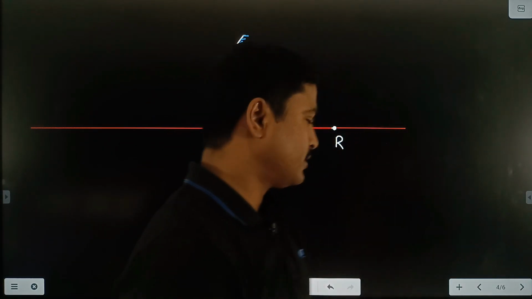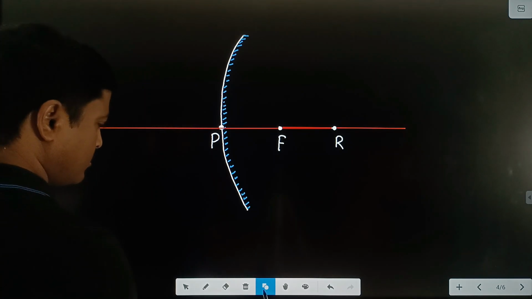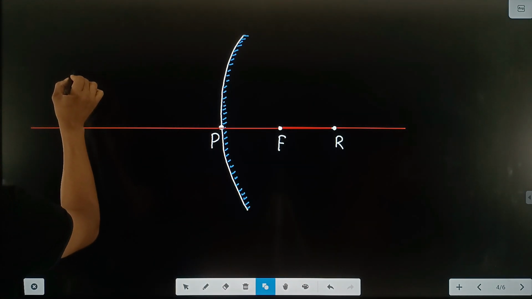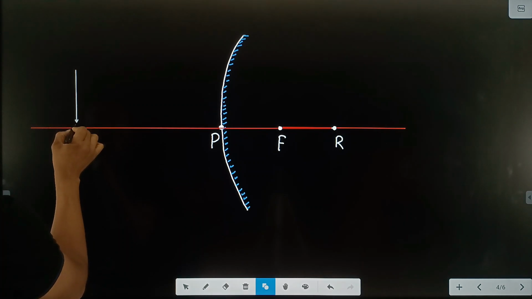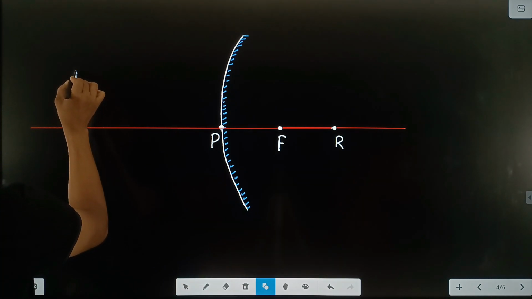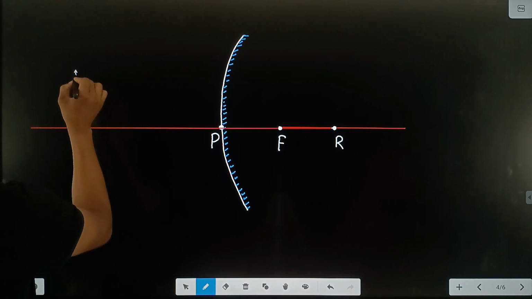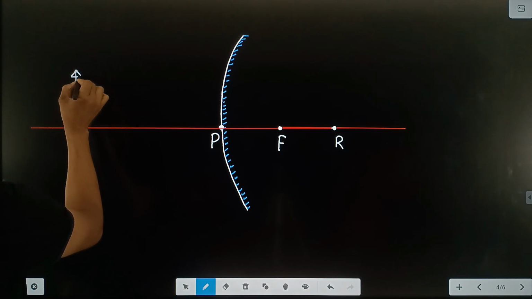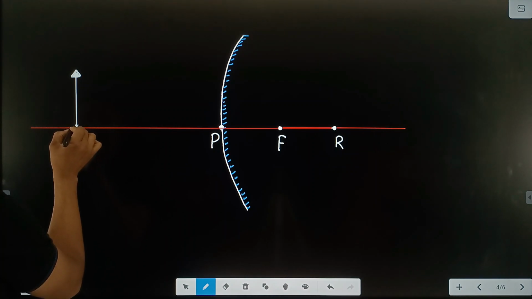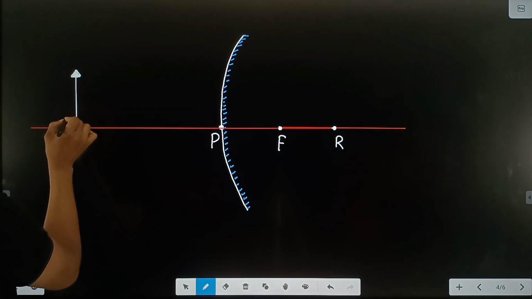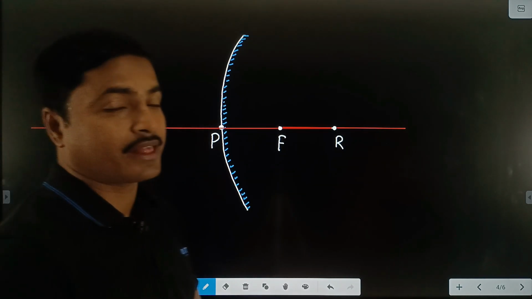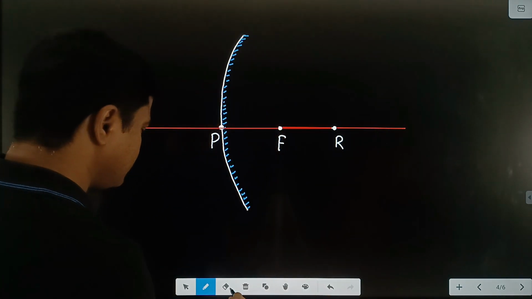Clear? Then the object is situated always in front of the mirror. And this one is the object. This is the head of the object. And for the object we always write AB. That is the height of the object, or size of the object. Clear? Now you draw the image.